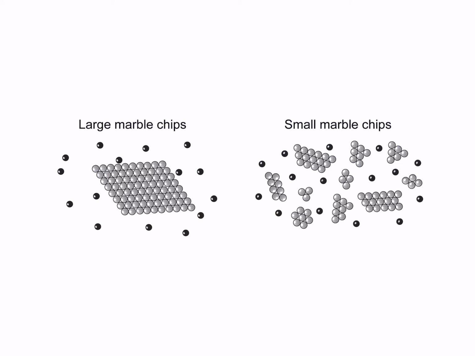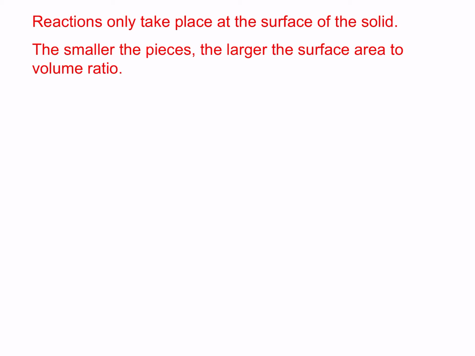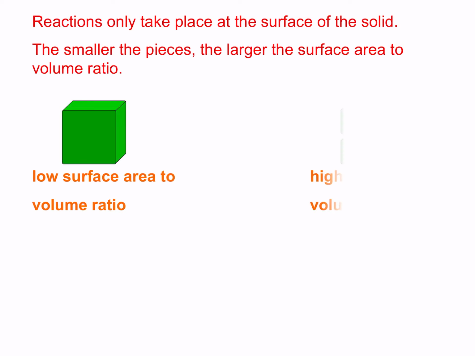And that's important because, I'm going to write this down, reactions only take place at the surface of a solid. So, the smaller the pieces, the larger the surface area to volume ratio. So by crushing it up, we're going to increase the surface area to volume ratio.